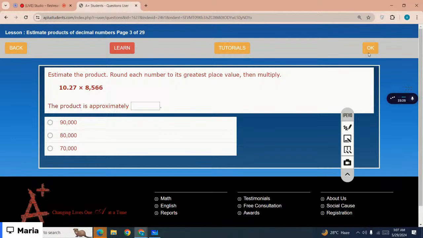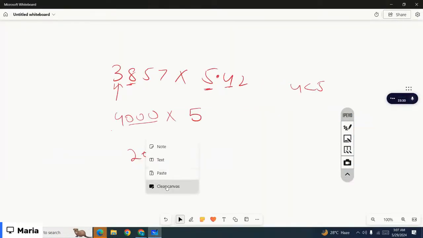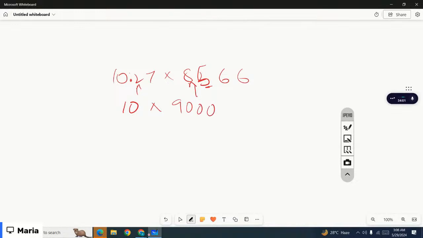Okay, 10.27 times 8,556. Let's just look at this number first. After the decimal, you have 2. 2 is less than 5, so you need to round on the same digit. Here you have 8. After the 8, you have 5. 5 is equal to 5. You need to round up. 8,556 is rounded off to 9,000.